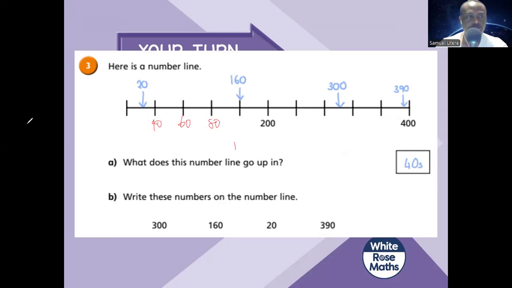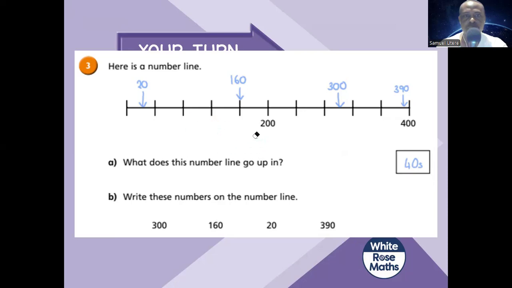No, that's my mistake. I was adding 20s, yeah? So that would be 40. That would be 80. That would be 120 and 160, okay? So the first question, what does this number line go up in? It is 40s. And then write these numbers on the number line, and then we can begin to position the numbers on the number line.